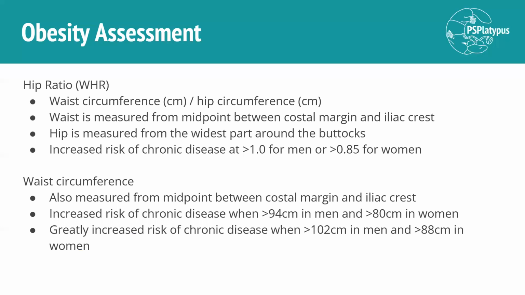And there's increased risk when it's above 94 centimeters in men and greater than 80 centimeters in women. There's greatly increased risk of chronic disease when greater than 122 centimeters in men and 88 centimeters in women. So that's all about the obesity assessment, and that's also the end of the talk.